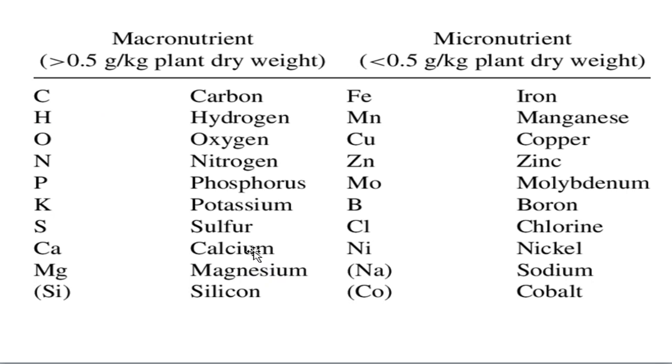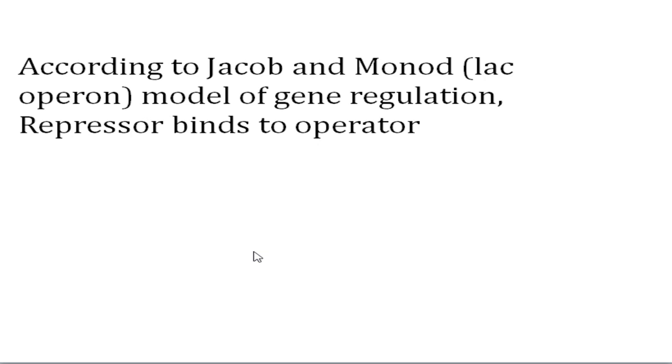Next, I have listed the macronutrients and micronutrients, so you can find the correct answer. Macronutrients include carbon, hydrogen, oxygen, nitrogen, phosphorus, potassium, sulfur, calcium, magnesium, and silicon. Whereas micronutrients include other elements like iron, manganese, copper, zinc, molybdenum, boron, chloride, nickel, sodium, and cobalt.